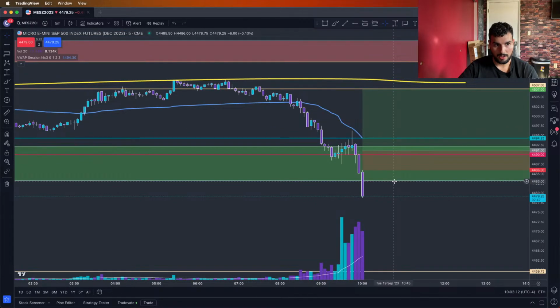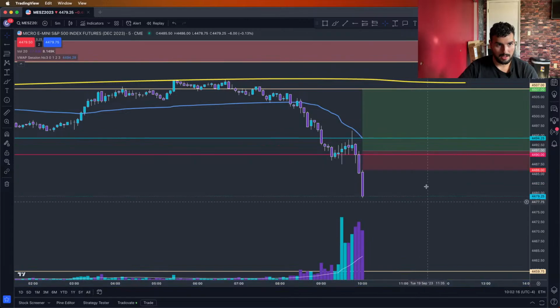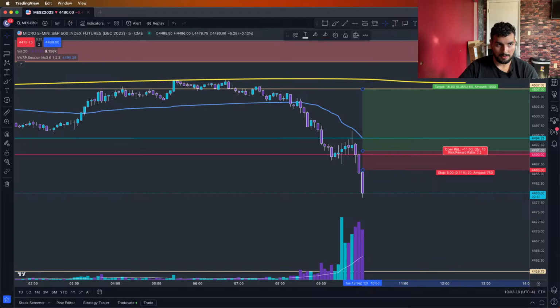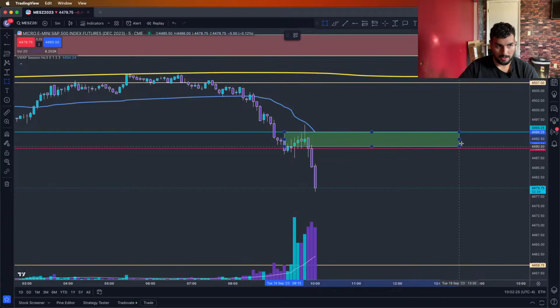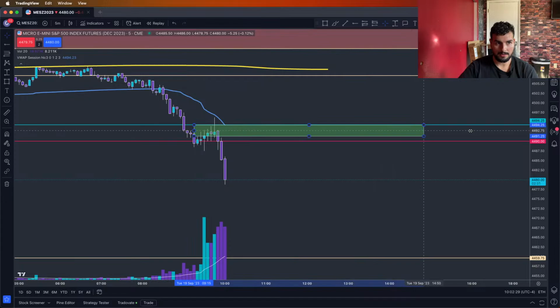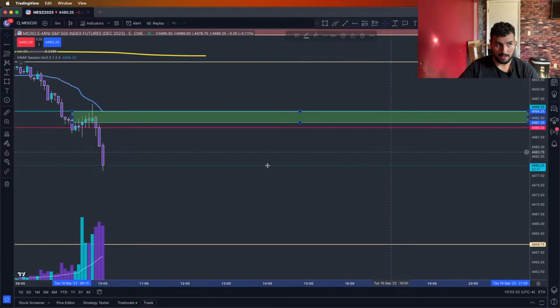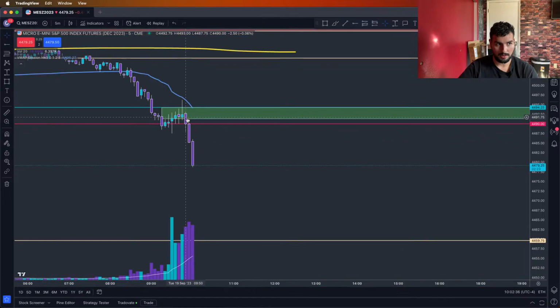So I want to go ahead and delete this zone now as it becomes invalidated. Delete this as I'm no longer interested in that trade just yet. We created a new level of supply right here. Supply means aggressive selling to the downside where there was an imbalance of sellers. More sellers here than there were buyers. A lot of sellers. Look at the volume.